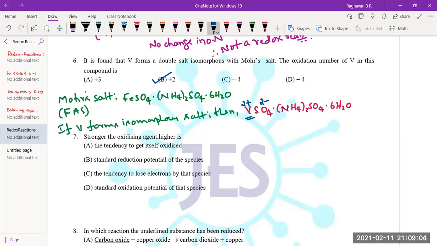It will replace iron and forms a salt, double salt. This is called double salt. You know what is double salt? A double salt is one which contains 2 simple salts.